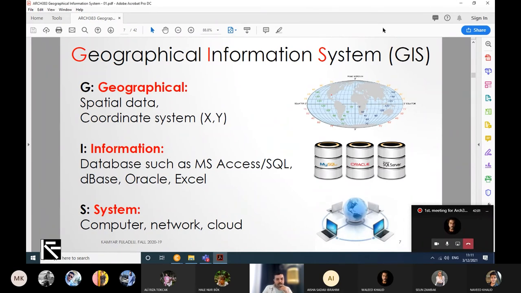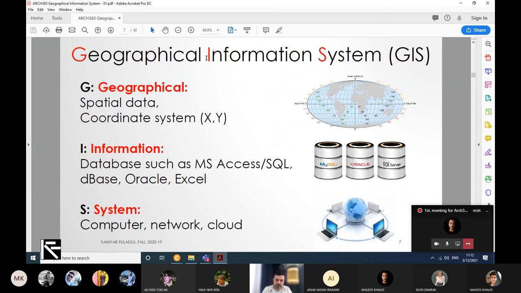If we consider a geographical information system, or GIS, or the Turkish one, Coğrafi Bilgi Sistemleri, GBS, simply we can say that G is for geographical. It could be spatial data, it could be a Cartesian system mathematically. It could be a coordinate system, X, Y, Z, or anything that helps us to address a specific object or a specific spot or a specific point. Anything that you are able to address is going for this geographical part.